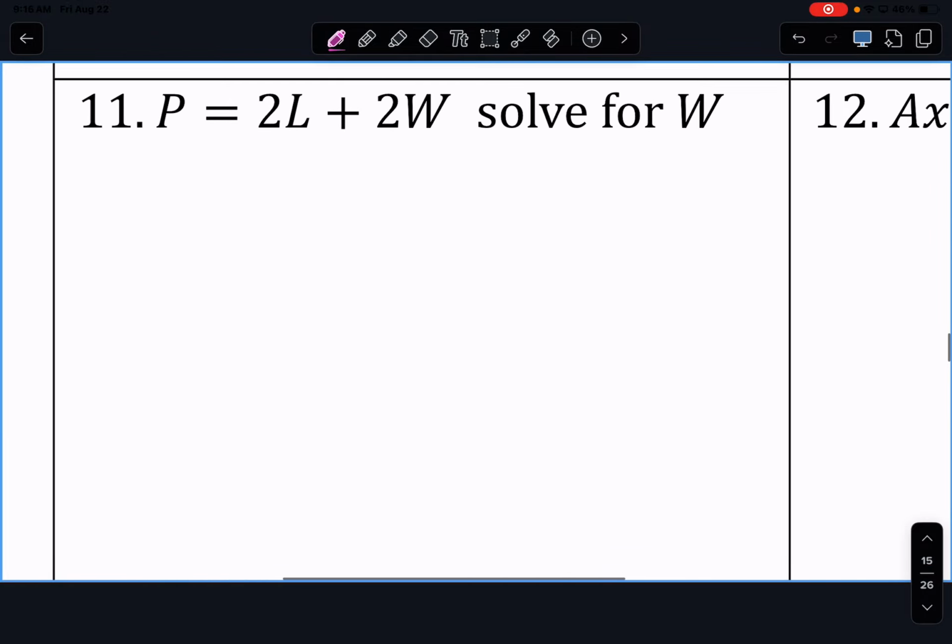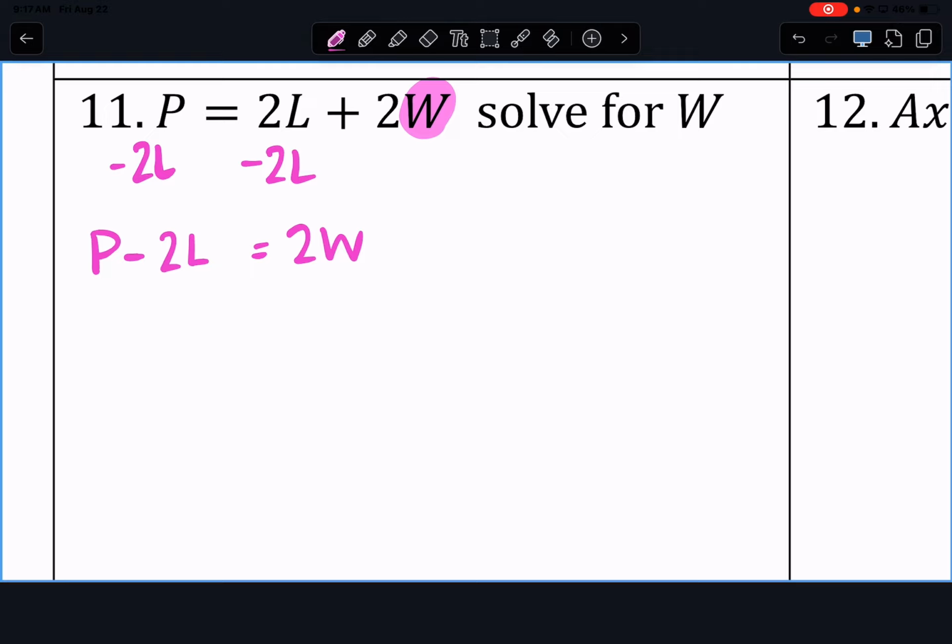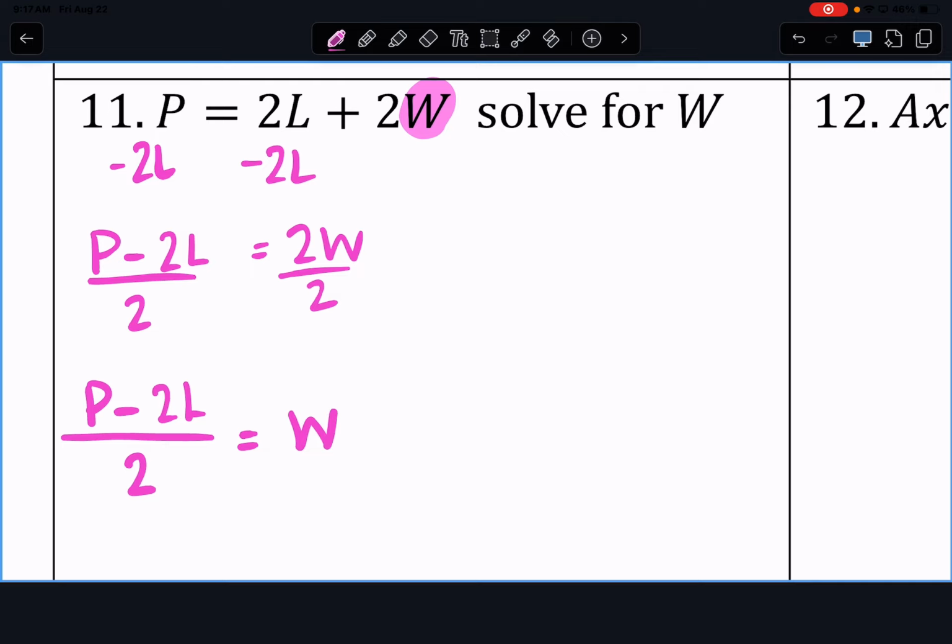Now we're going to look at 11. For 11, we are trying to solve for W. So before I can get to the W, what term do I need to get rid of? The 2L. So what do I need to move first? 2L. How do I move the 2L? So we have P minus 2L equals 2W. Now what do I do? Divide by 2. So we have P minus 2L divided by 2 equals W.